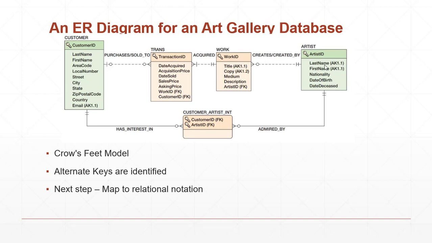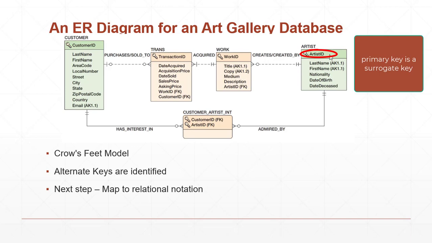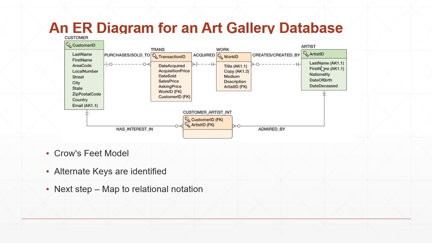In artists, for example, the combination of first name and last name makes an alternate key because it was decided to use a surrogate key of artist ID as the primary key. But we're not going to have two artists with the same name. We have that also for email.